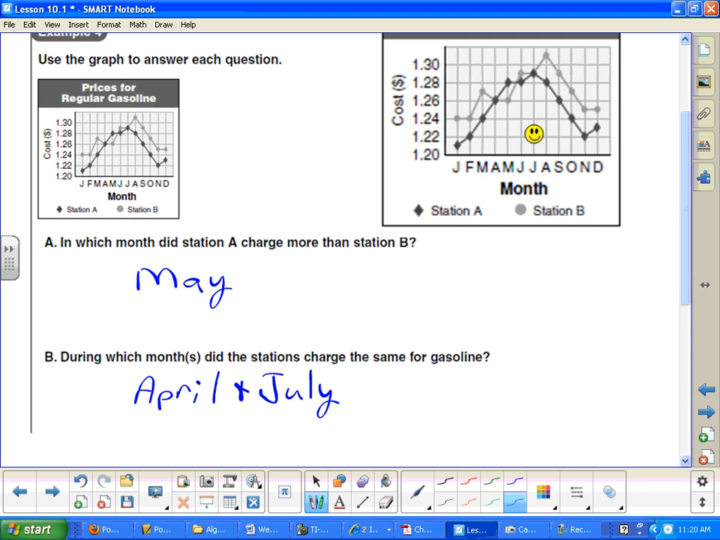So how many of you are really comfortable reading these graphs? Okay, I assume that probably most of you would be. But it's a good little review, right?